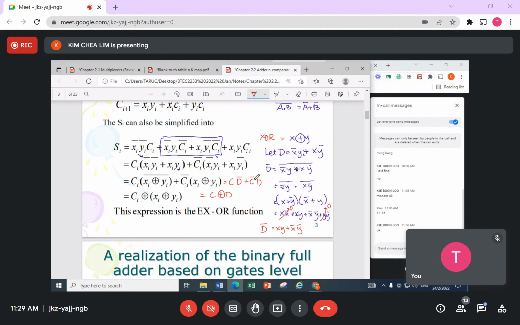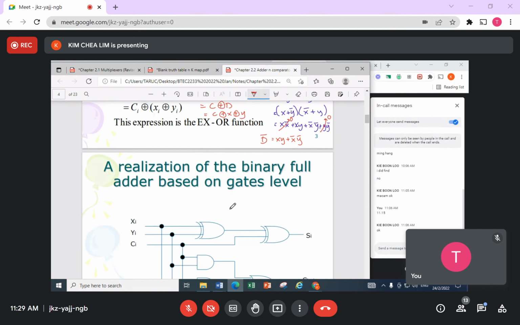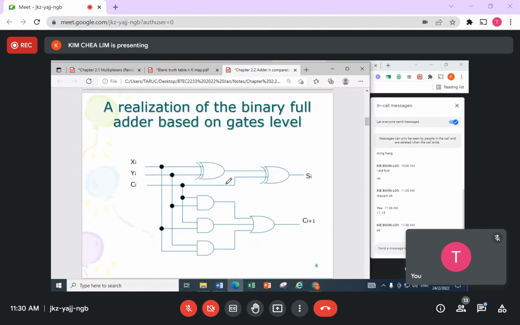C d bar plus C d bar, C bar d, okay, XOR function. Of course, your d in this case is the XOR with your y. So expand to this form. You are going to find that the sum is actually a 3 input XOR function. So for this circuit design, I can use an XOR gate.